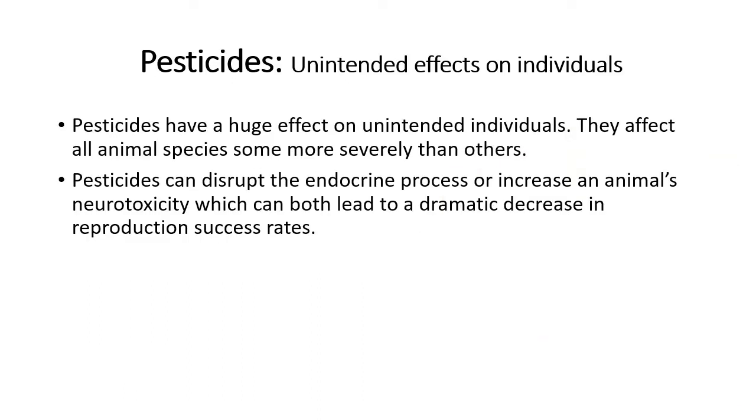Pesticides have a huge effect on unintended individuals. They affect all animal species, some more severely than others, such as the fish and amphibians. Pesticides can disrupt the endocrine process or increase an animal's neurotoxicity, which can both lead to a dramatic decrease in reproduction success rates.